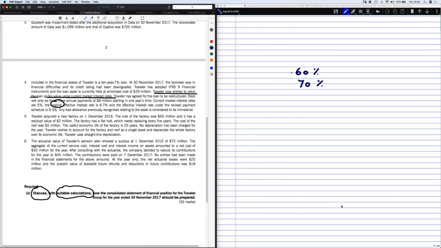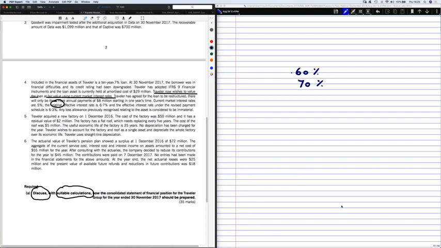Traveller acquired a new factory on the 1st of December 2016. The cost of the factory was 50 million and it has a residual value of 2 million. The factory has a flat roof which needs replacing every 5 years. The cost of the roof was $5 million. The useful economic life of the factory is 25 years. No depreciation has been charged for the year.